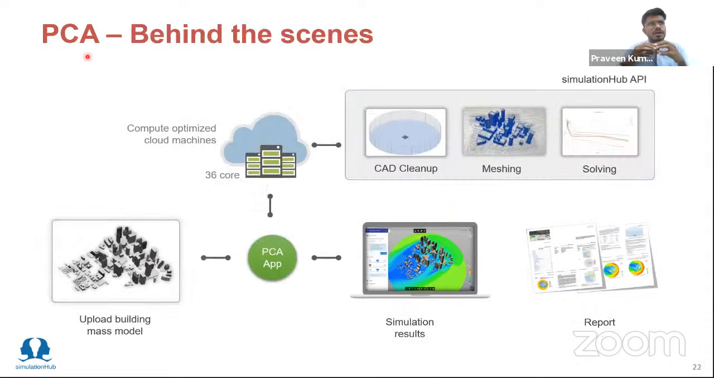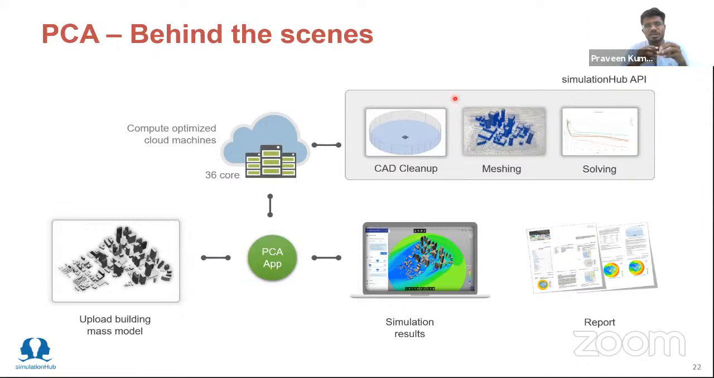Okay, so now I told you about the workflow, what the user has to do, but what does the app do in the background? Once you have uploaded the model and submitted it for simulation, the app assigns a dedicated 36 core, compute optimized cloud machine. As I mentioned earlier, the app is built on the SimulationHub platform. It uses SimulationHub web services to do the CAD cleanup, the meshing, the solver convergence, and even the post processing.